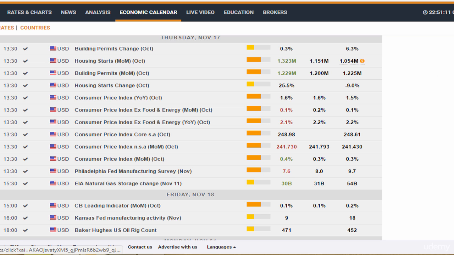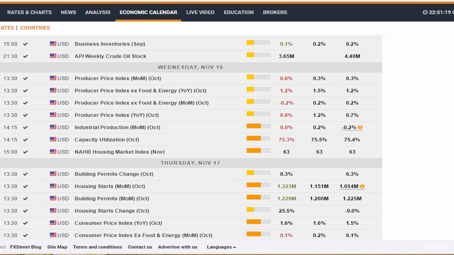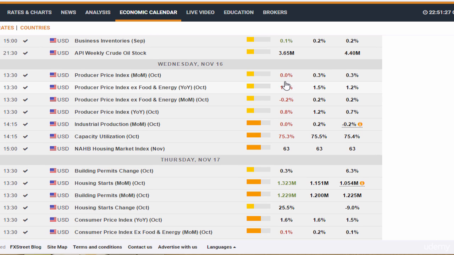Okay, so this is the economic calendar. This is the Forex Factory economic calendar. And we're just going to look at the correlation between PPI and CPI. Here you can see we have bad PPI data. We have PPI data coming out worse than expected, hence the red. Whenever news comes out better than expected, we have green. Whenever it comes out worse than expected, we have red.